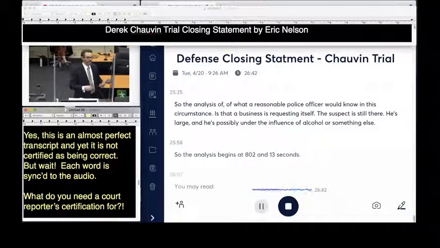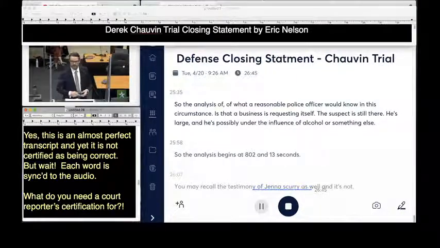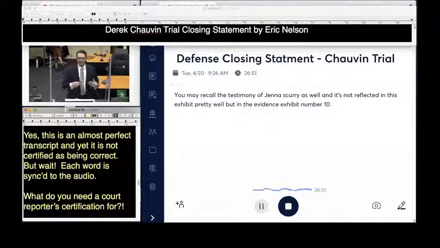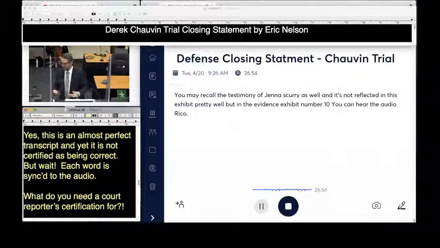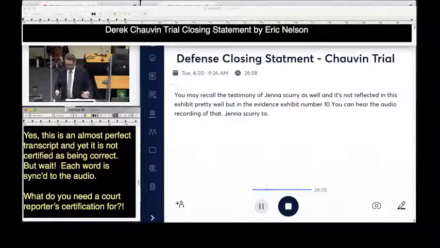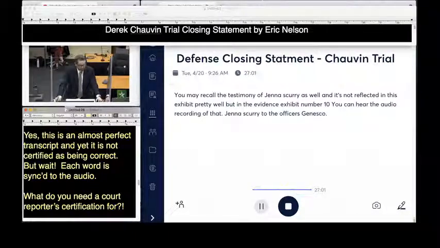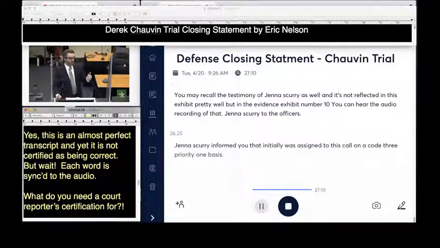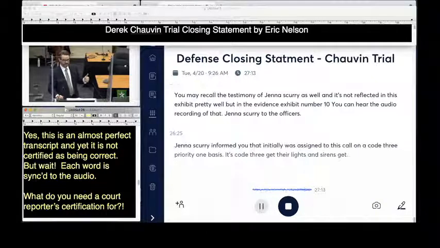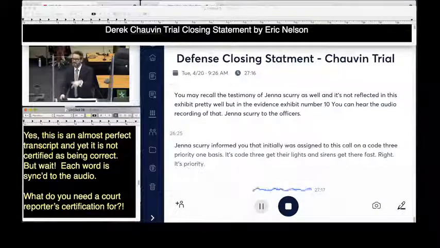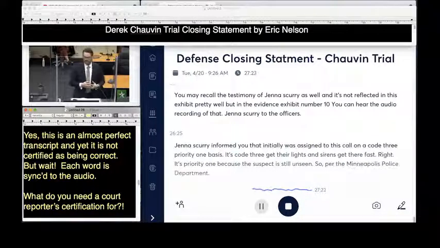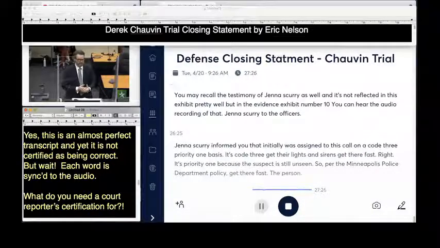You may recall the testimony of Jenna Scurry as well, and it's not reflected in this exhibit pretty well, but in the evidence, exhibit number 10, you can hear the audio recording of the dispatch, Jenna Scurry to the officers. Jenna Scurry informed you that initially Officer Chauvin was assigned to this call on a Code 3 Priority 1 basis. It's Code 3, get their lights and sirens, get there fast, right? It's Priority 1 because the suspect is still on scene. So per the Minneapolis Police Department policy, get there fast, the person is on scene, right?